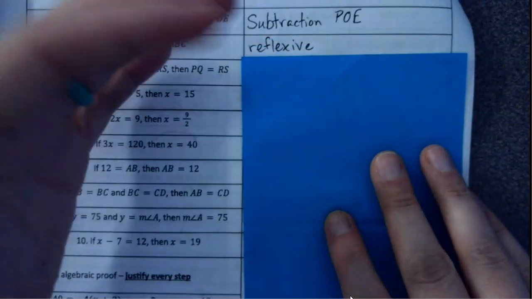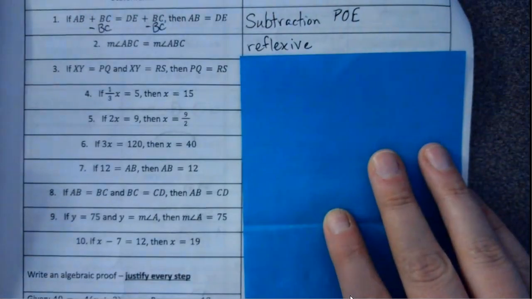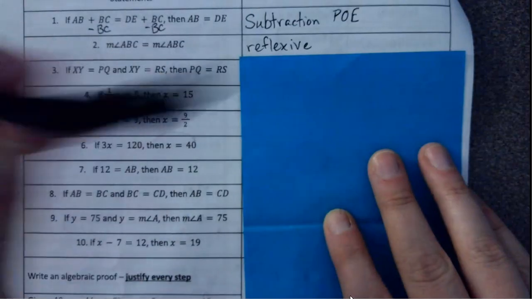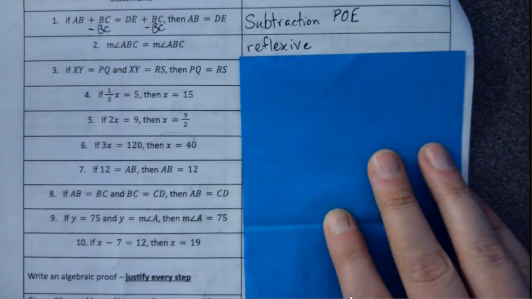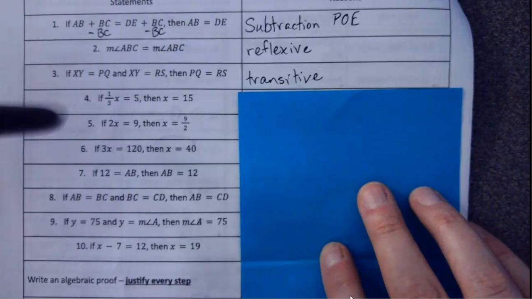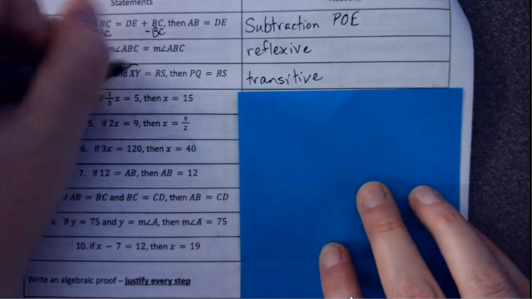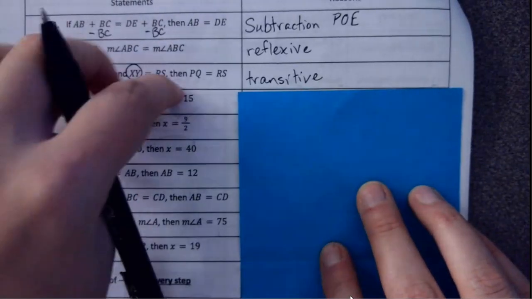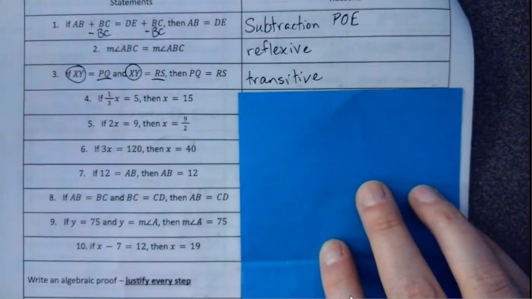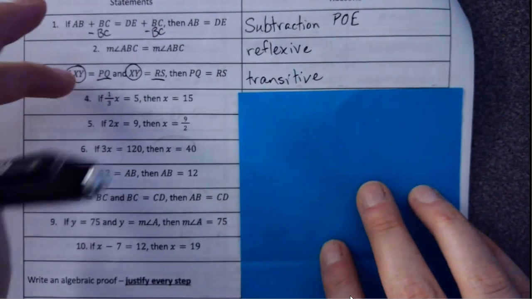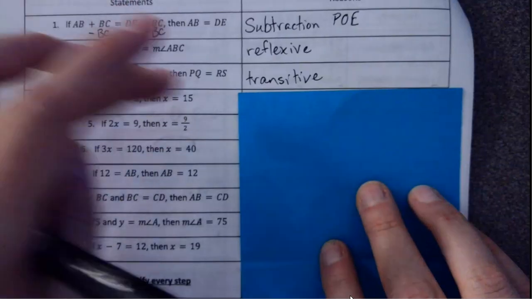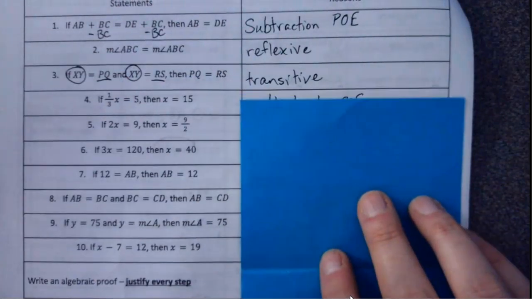Like this first one is the reflexive property. You could have written property, I just am lazy and didn't. But it's the reflexive property, same exact thing on both sides. This one's going to be transitive. Why is it transitive? Because two things that equal the same thing equal each other. So that's the transitive. They equal the same thing. Both of them equal xy. Therefore, they equal each other.